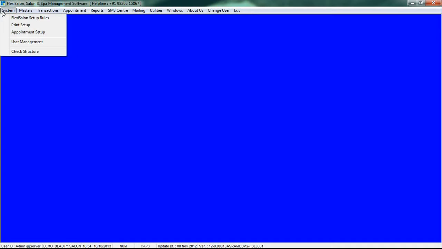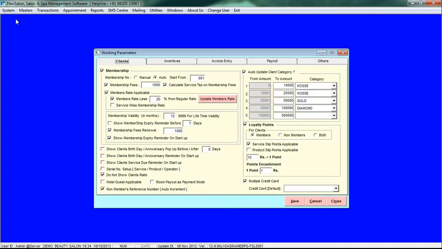Now we just need to go to some setup rules. These are the rules which we have to set up once when we have installed the software. For example, membership. If you have membership in your salons, you just need to tick on this part, membership. And whatever membership fees you would be charging would be mentioned over here. And if you are calculating tax on that, that can be added up.